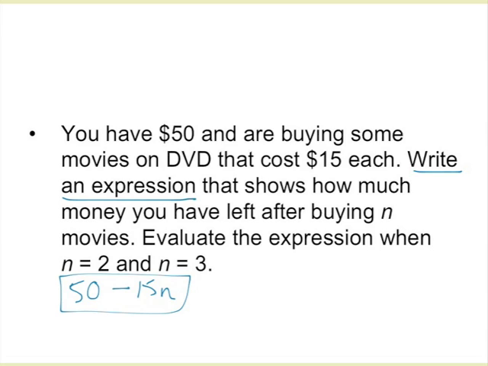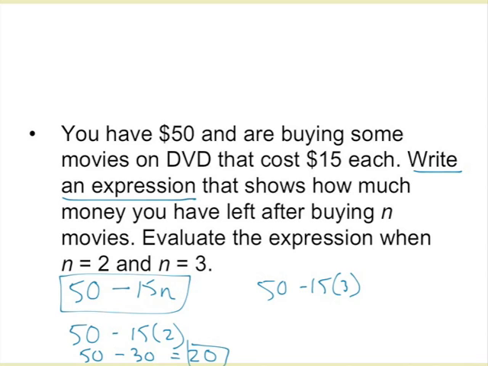Evaluate the expression now when n equals 2 and n equals 3. So if I plug in a 2 for this thing, I get 50 minus 30, is $20 left. If I plug in a 3, I get 50 minus 45, just $5 left, and that maxes me out. I can't buy any more. Questions?